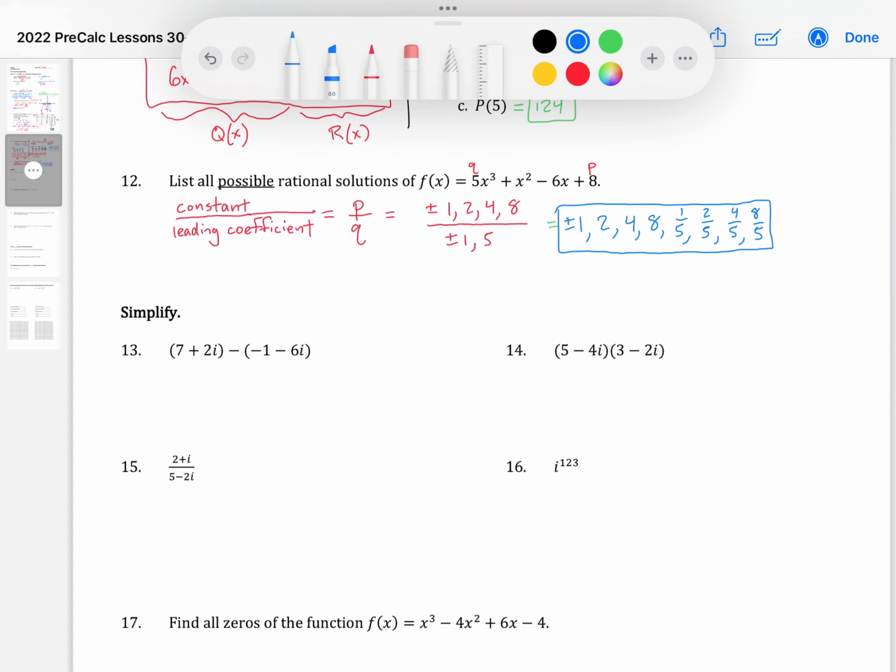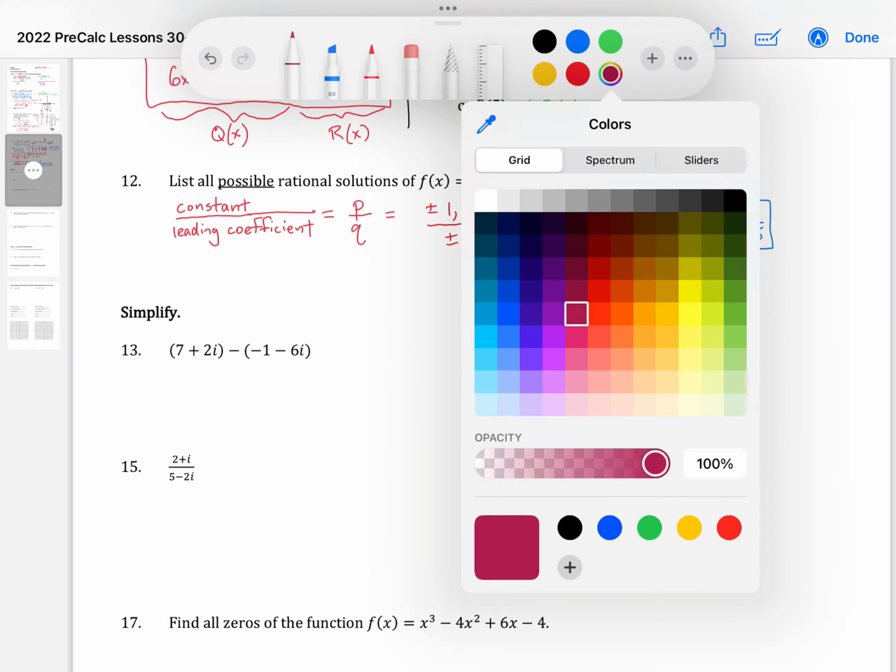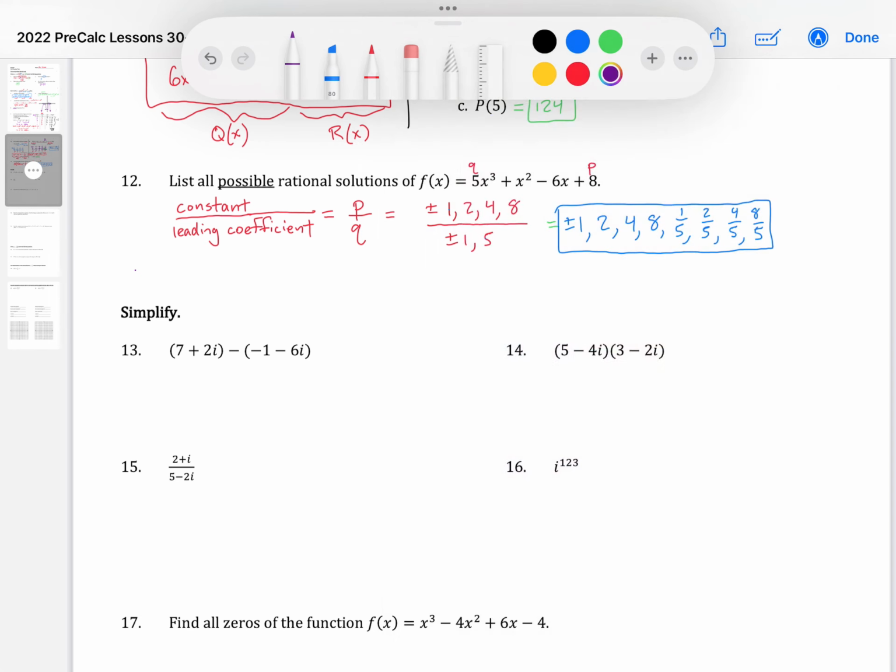All right, in this next section, we're going to be working with i's. So this was section 3.4. The first thing is actually pretty simple. This is just combining like terms. Just be careful that you distribute that negative. So this becomes 7 plus 2i plus 1 plus 6i. And then your like terms are the 7 plus 1 is 8. And positive 2i plus 6i is plus 8i. And you can just leave your answer like that.